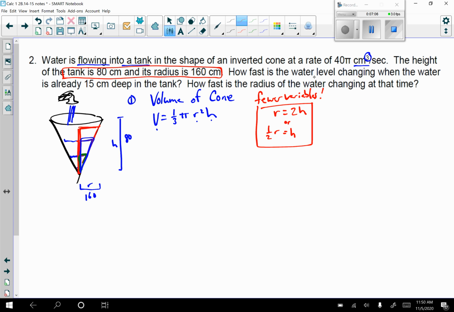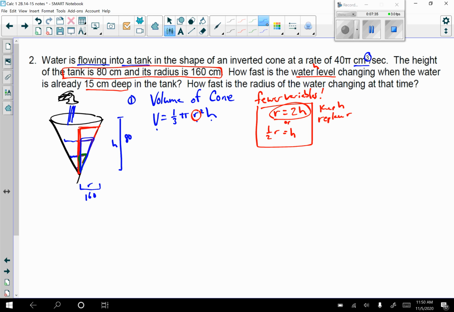It says how fast is the water level changing? Water level is height, okay? When the water is 15 centimeters deep, that's a height. Depth and height, same thing. So I want to keep H, which means I replace R. And that says R equals 2H. That's the one I'm going to use. So figure out which one you want to get rid of and replace with the other one.